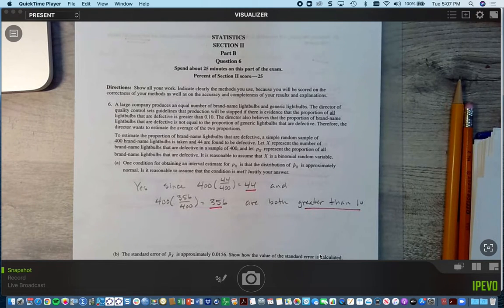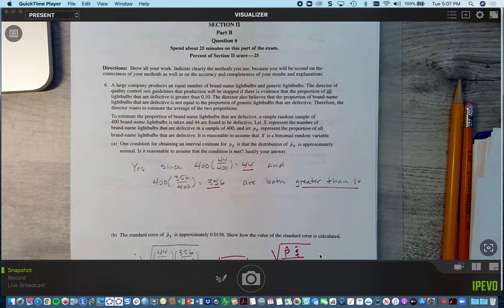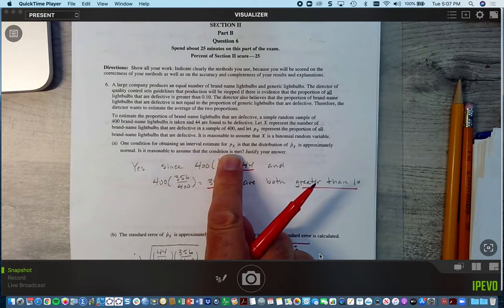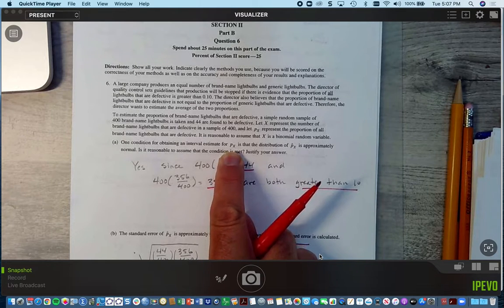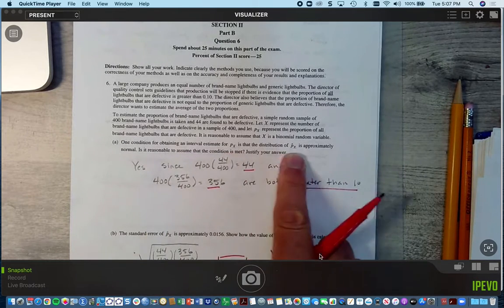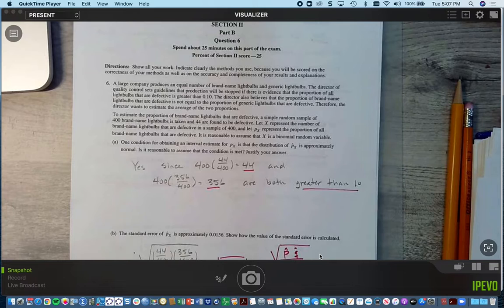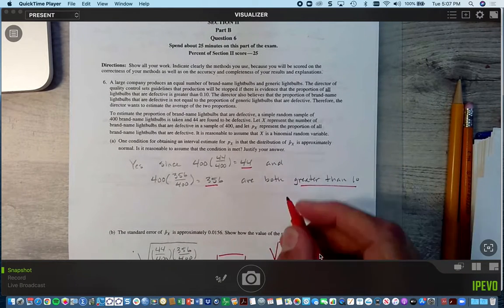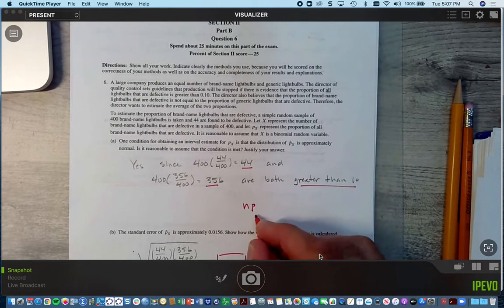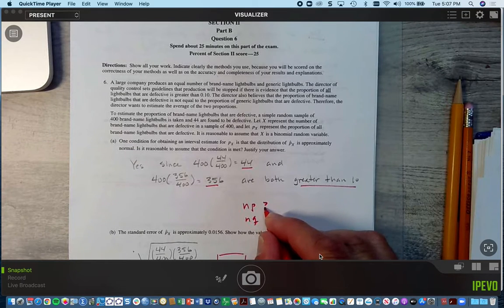Part A on this one says a condition for obtaining an interval estimate for a population proportion is approximately normal. Is it reasonable in this case? Really what we're doing here is just checking n times p and n times q. Are these bigger than 10?